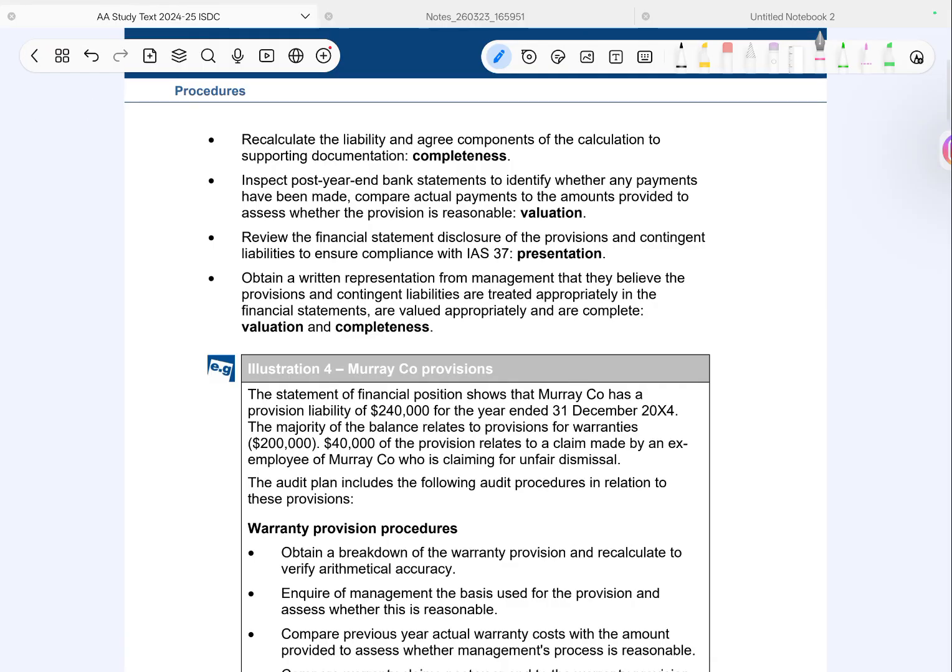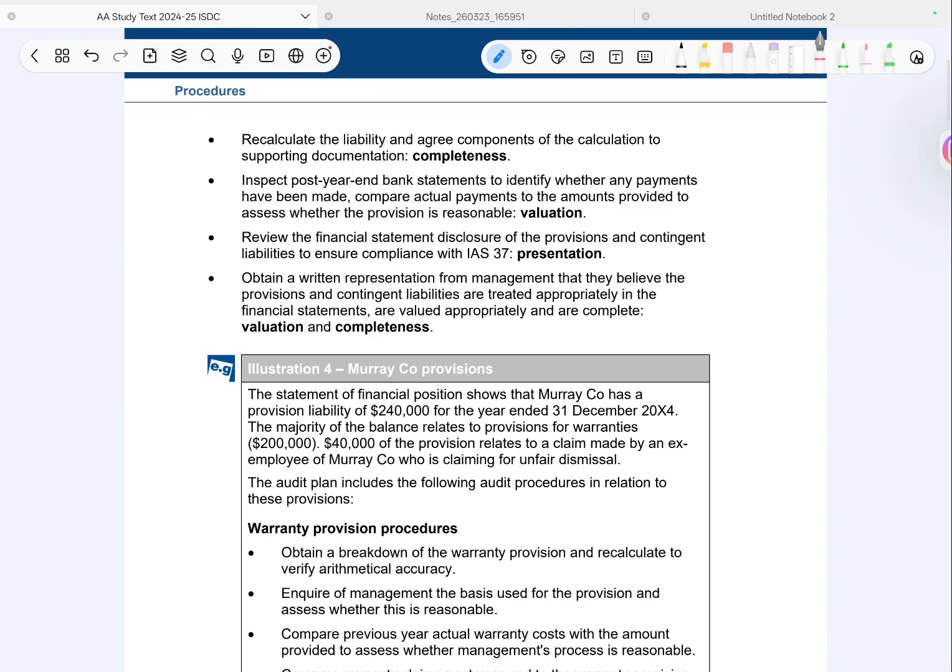The auditor recalculates the provision and agrees the components to supporting documents to confirm accuracy and completeness. Post-year end bank statements are also reviewed to check if any payments have been made, and they are compared with the provision to assess whether the estimate was reasonable. The financial statement disclosures are then reviewed to ensure compliance with IAS 37 and proper presentation.